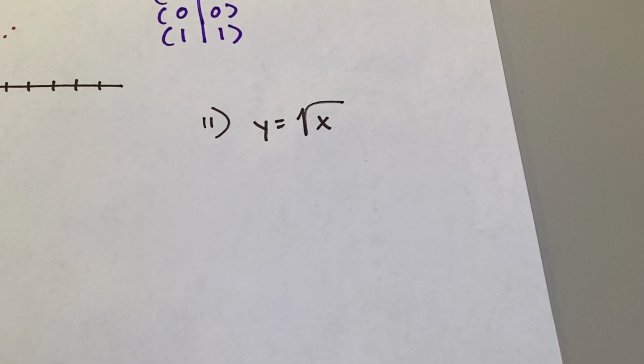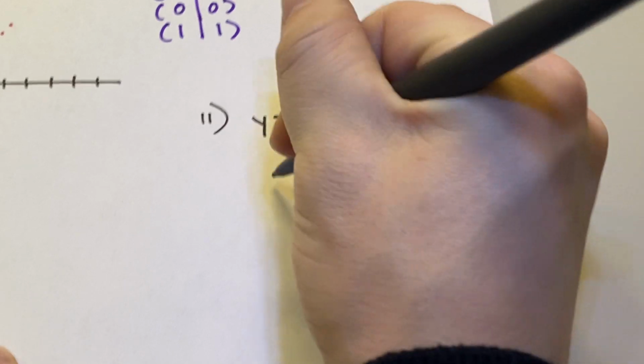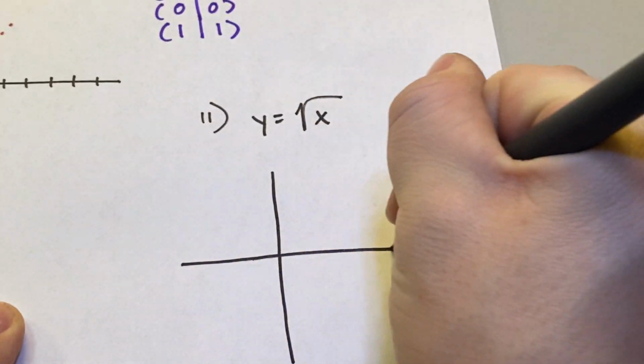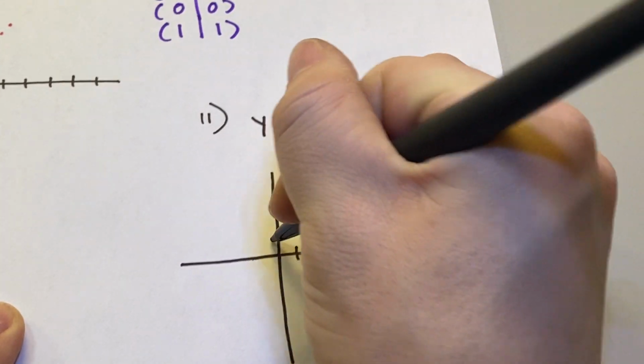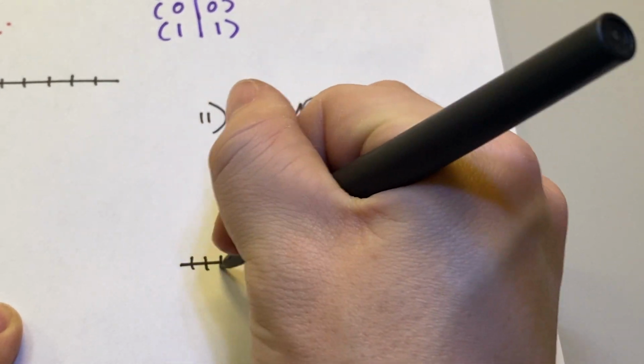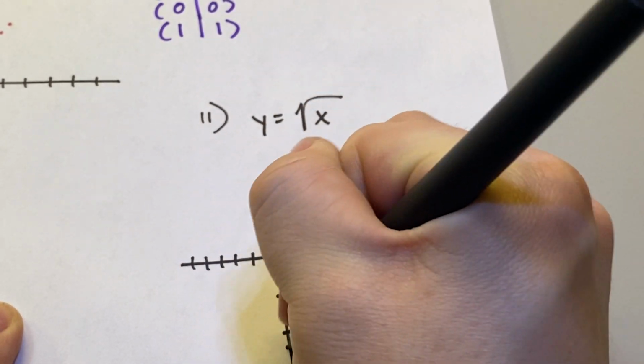The square root of x. How do you do that? We're gonna show you. Okay, draw yourself a little graph. It doesn't have to be perfect by all means. Mine are never perfect.